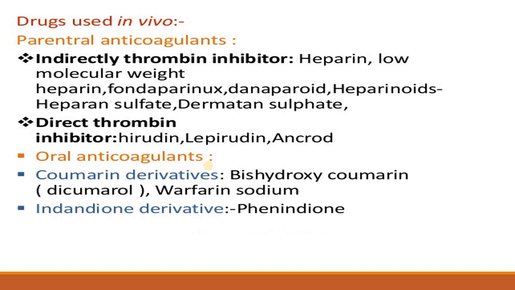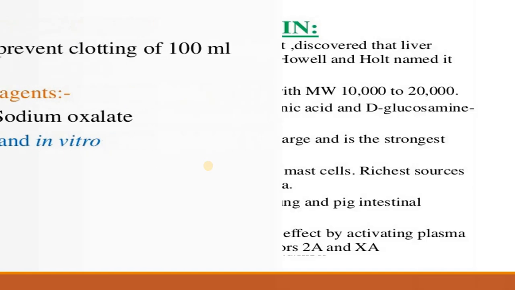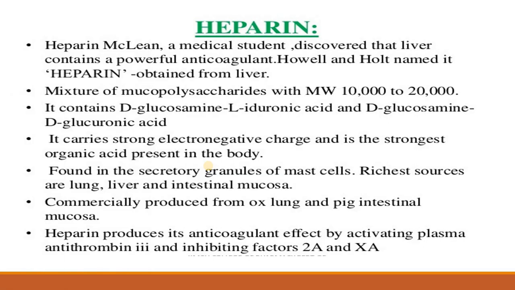In the indanedione group, the derivative given is phenindione. Next is the use of heparin in vitro: 150 units are used to prevent clotting of 100 ml of blood. Calcium complexing agents, sodium citrate and sodium oxalate, are used in vitro, while heparin is used both in vivo and in vitro. Heparin was discovered by a medical student who found that the liver contains a powerful anticoagulant. Hence its name, heparin, obtained from the liver.